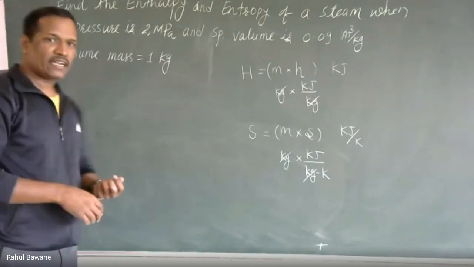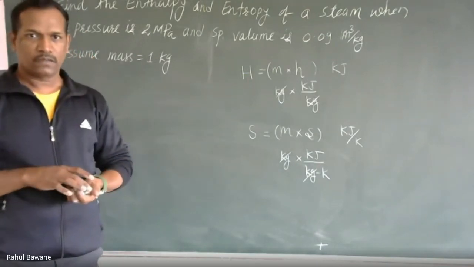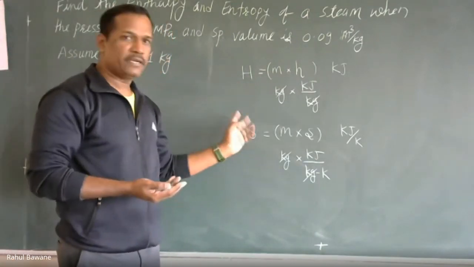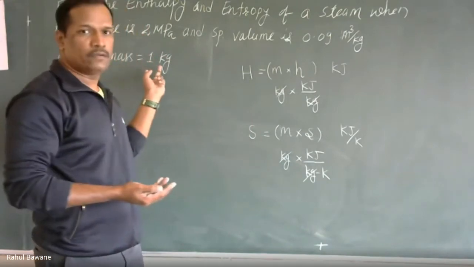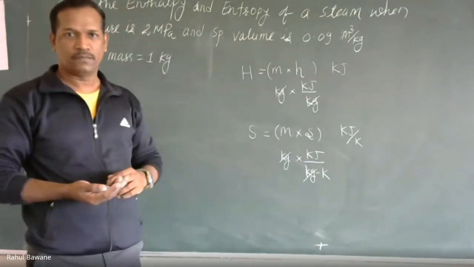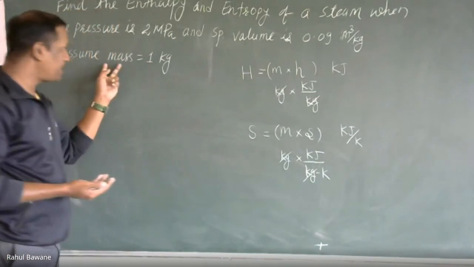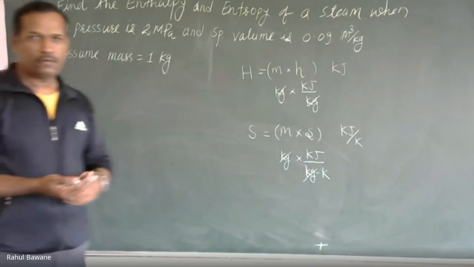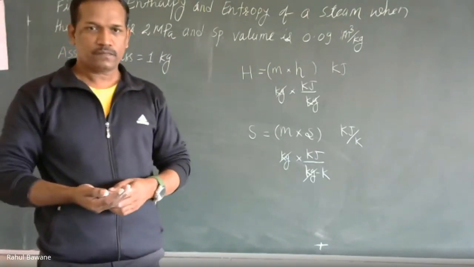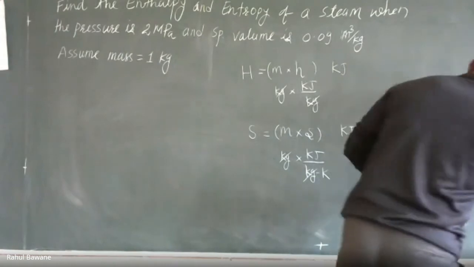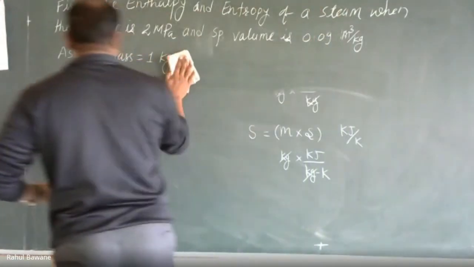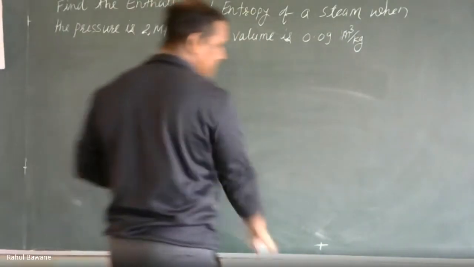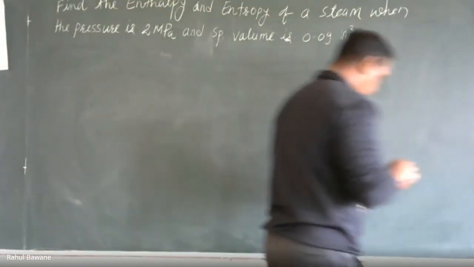So in actual they are asking for specific enthalpy. Otherwise you assume mass is equal to 1 kg and find out the total enthalpy and entropy. If you don't want to assume the mass, then directly find out specific enthalpy and specific entropy. So for this problem, we are going to calculate specific enthalpy and specific entropy because mass is not given.